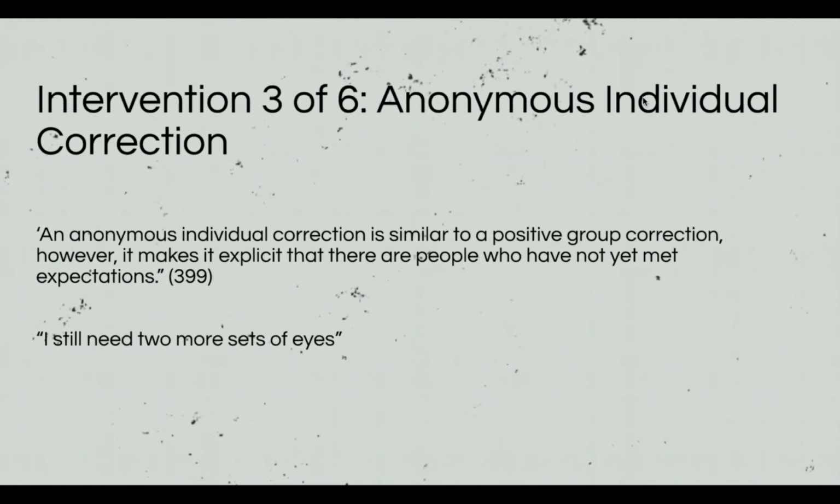Intervention 3 is anonymous individual correction. An anonymous individual correction is similar to a positive group correction. However, it makes it explicit that there are people who have not yet met expectations. Now, an example of this is just the teacher saying out loud, I still need 2 more sets of eyes, without calling anybody out specifically.